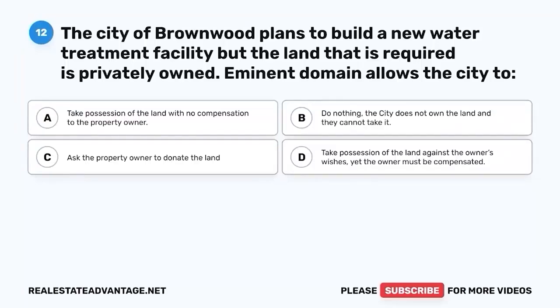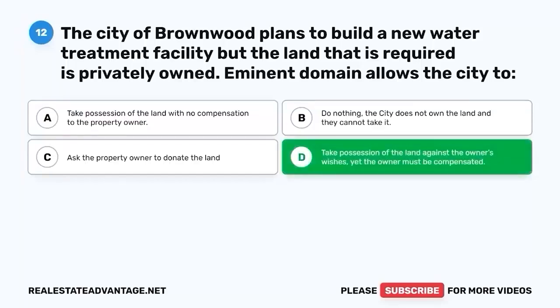Eminent domain allows the city to A. Take possession of the land with no compensation to the property owner. B. Do nothing. The city does not own the land and they cannot take it. C. Ask the property owner to donate the land. D. Take possession of the land against the owner's wishes, yet the owner must be compensated. The correct answer is D.